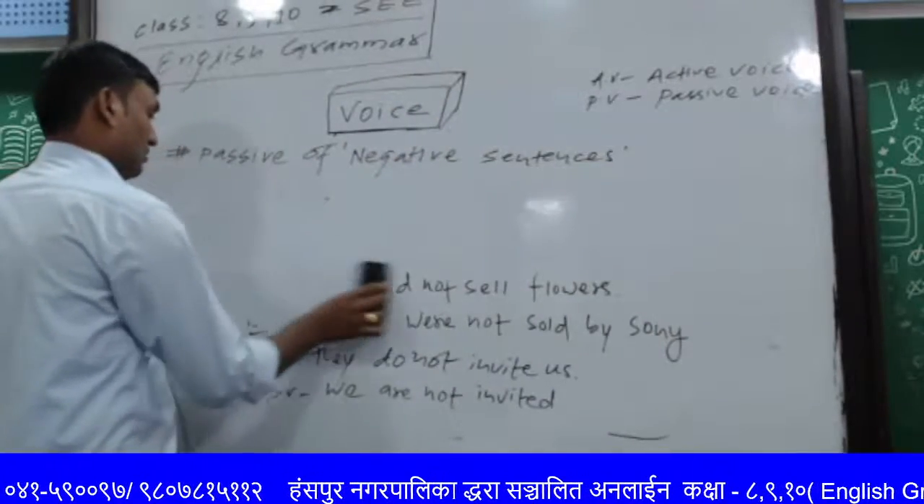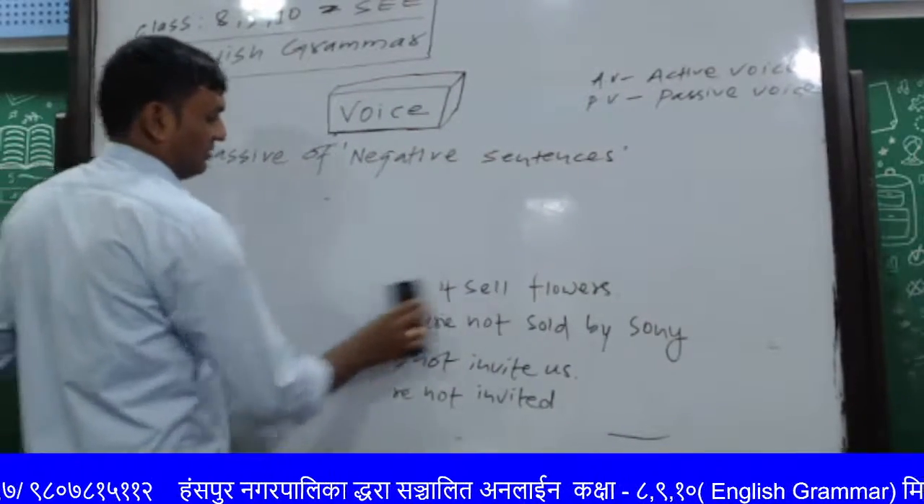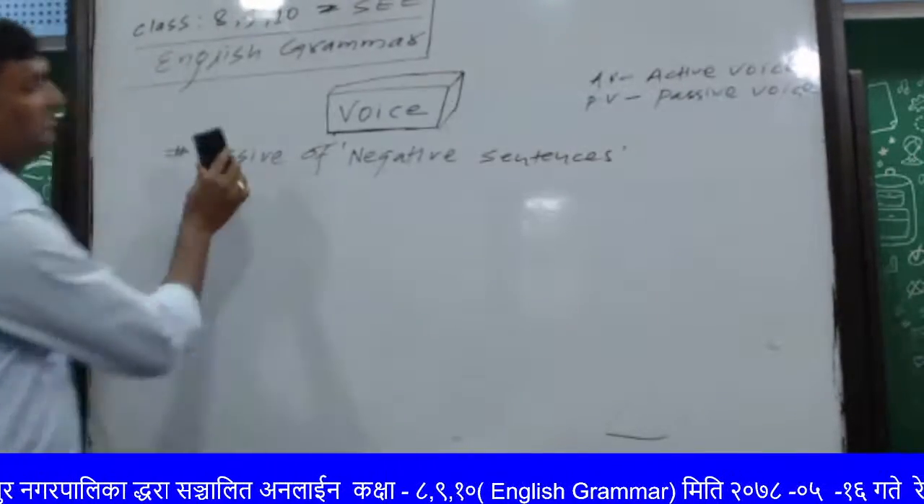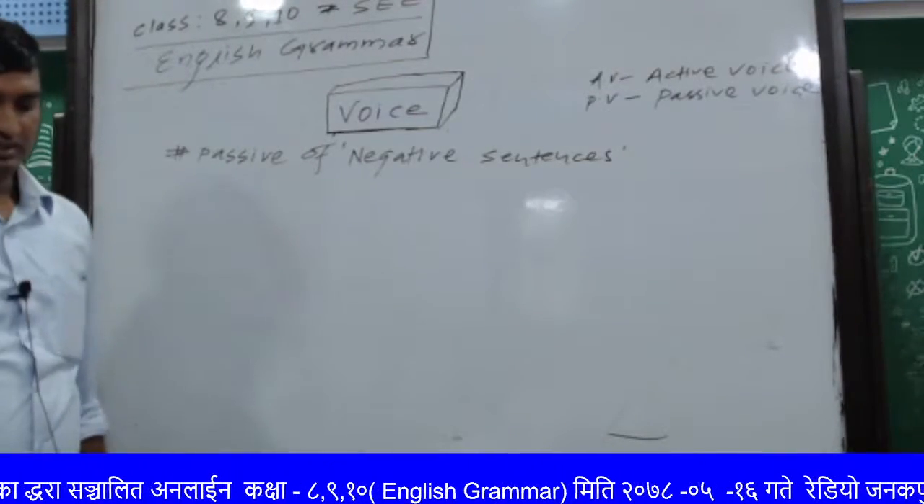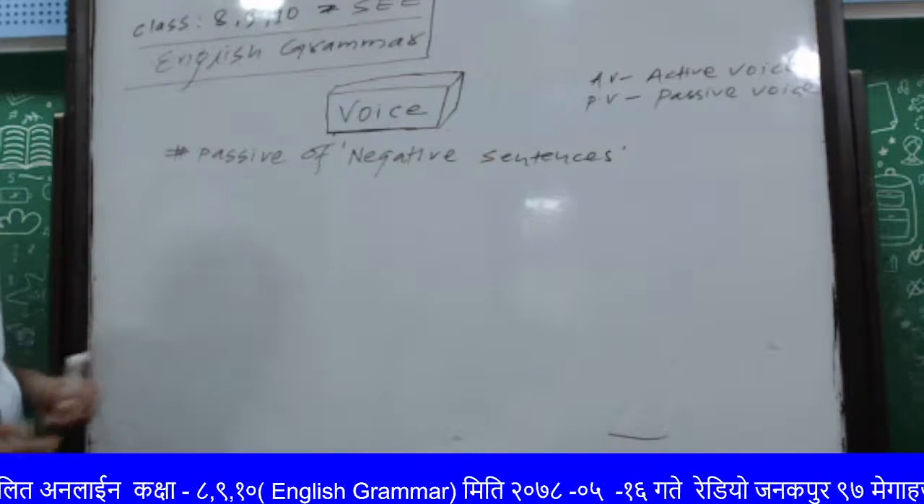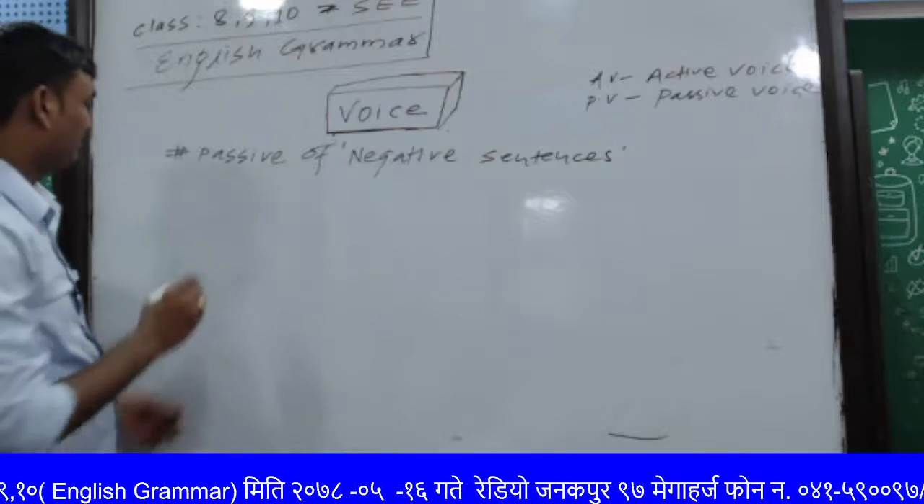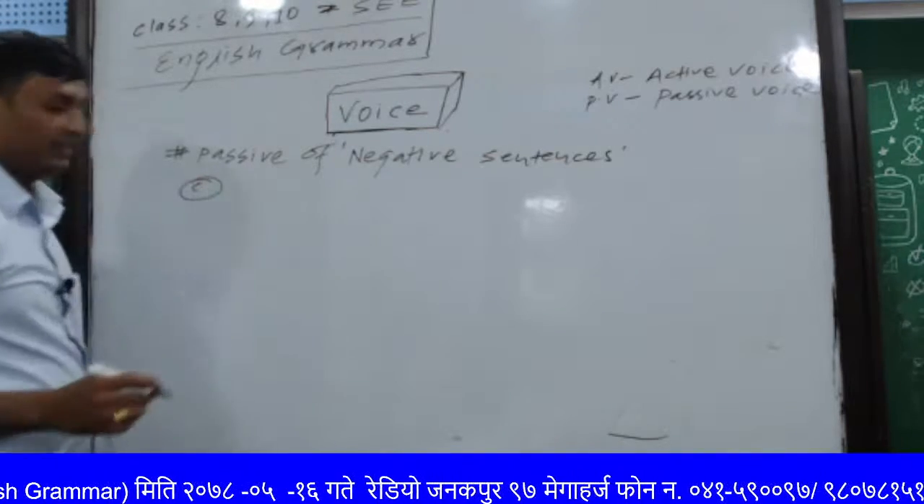Number 3. First one is auxiliary verb plus not. Second one, that is do, does, did plus not. Then we are going to number 3, number C.